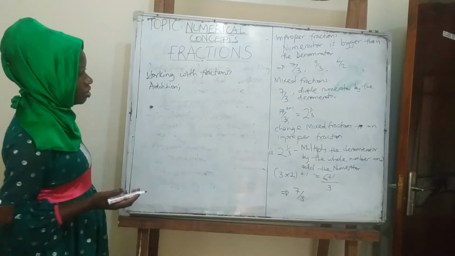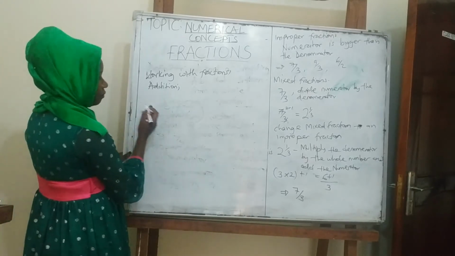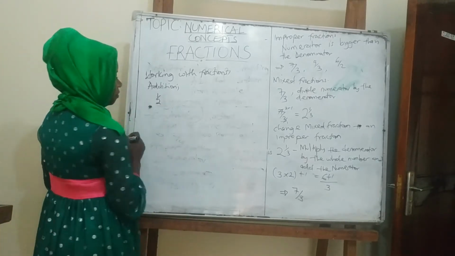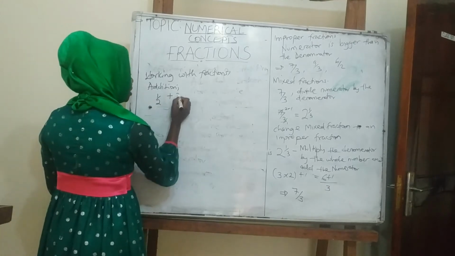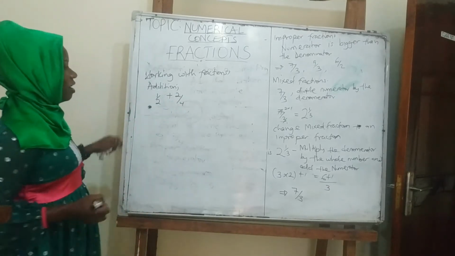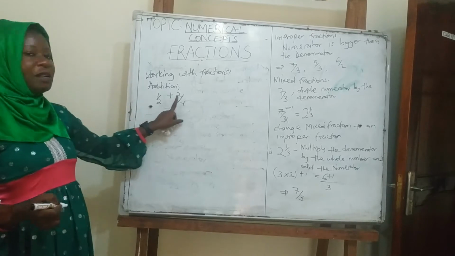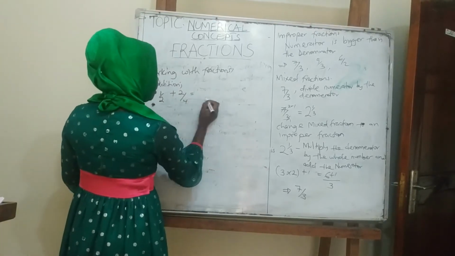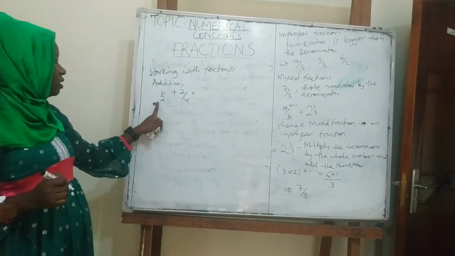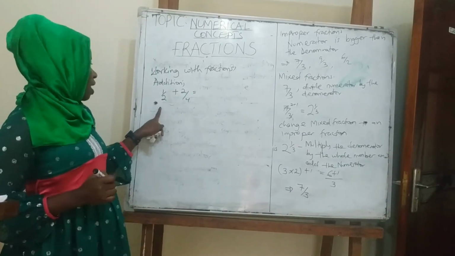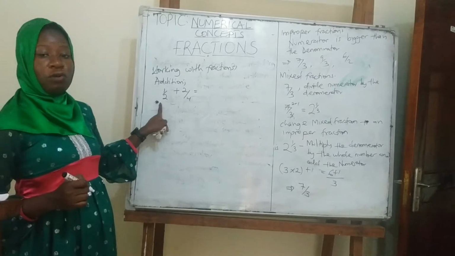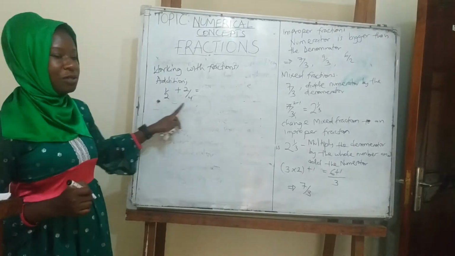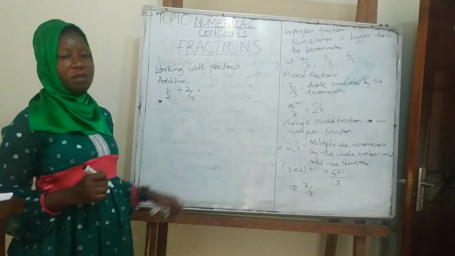Under addition, we can have, let's say, a half, you add 2 out of 4. I have my 2 fractions, a half and then plus 2 out of 4. We simply say when we are adding, number 1, we have to make sure that the denominators are the same. And how do we make them the same? We look for the LCM, that is the lowest common multiple of the two denominators.